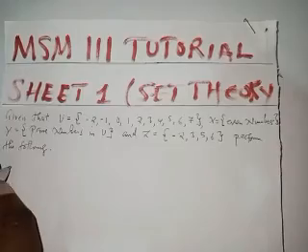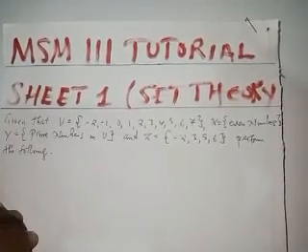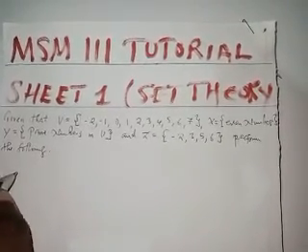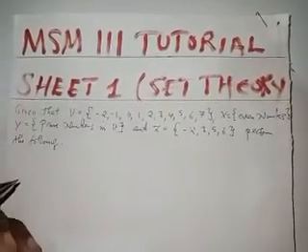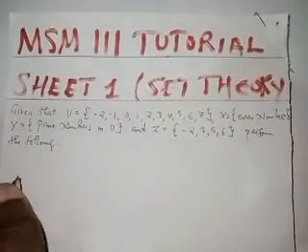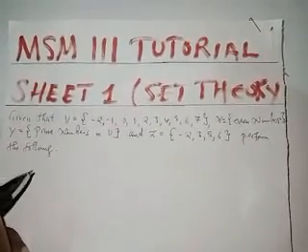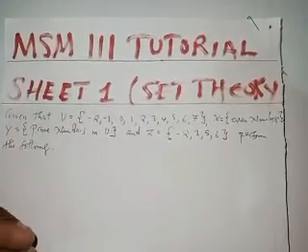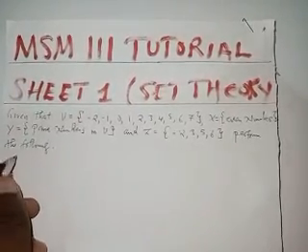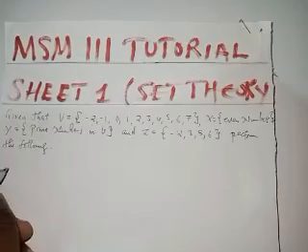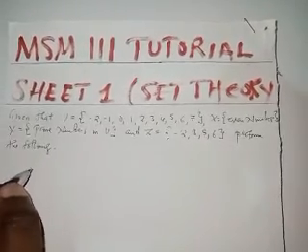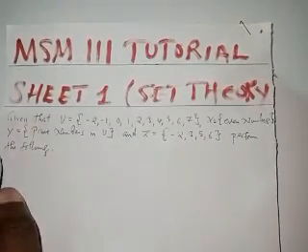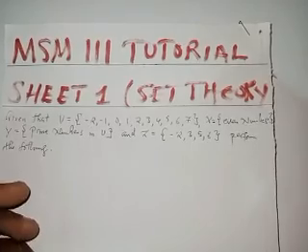This is question 1 from tutorial sheet 1, MSM 111. The first question is: given that U is -2, -1, 0, 1, 2, 3, 4, 5, 6, 7 as the universal set, and X is a set of even numbers, Y is the list of prime numbers in U, and Z is -2, 3, 5, 6.